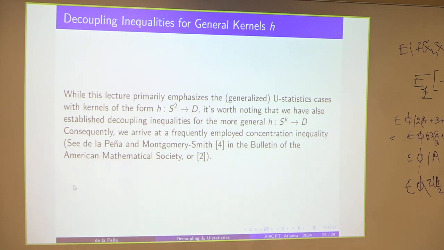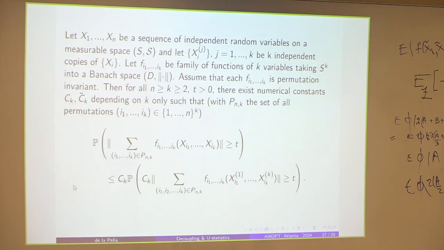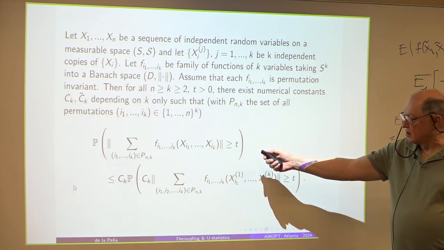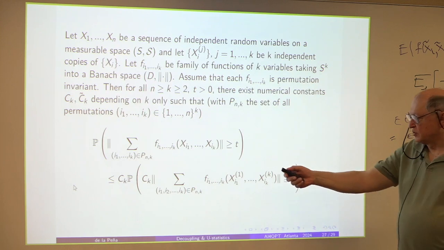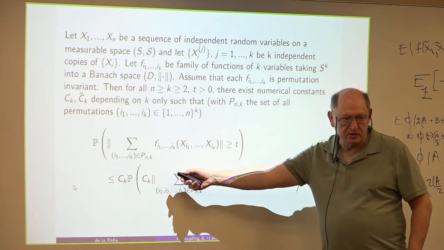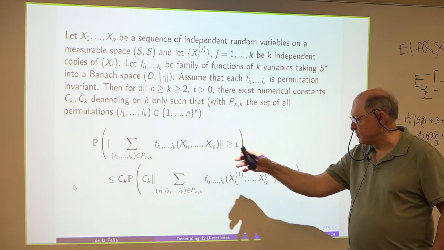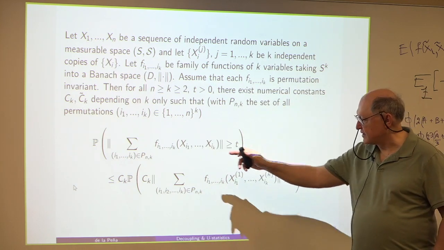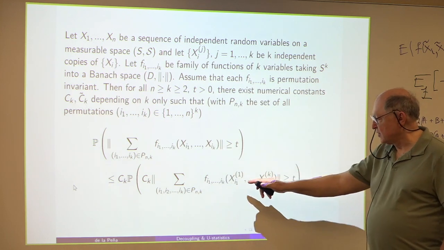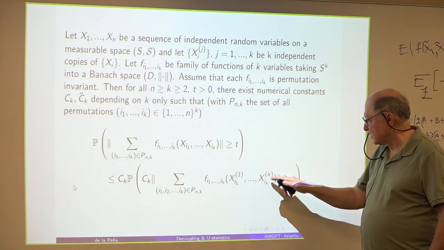But the decoupling that I had in mind involved tail probabilities. If you replace the expectation, you can get a tail probability bound. So for every t bigger than 0, you have this inequality, where the constant depends on the order of the U statistic. Here, this is a multivariate version. So you have xi1 up to xik, and you replace them by xi1 of 1, up to xik of k.